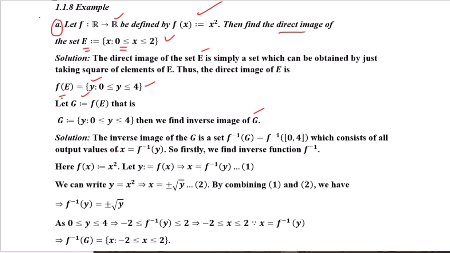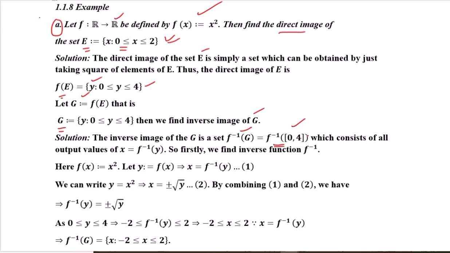What do you say when we find its inverse? Will its inverse equal E back? So let us see here. The inverse image of G is denoted by f inverse G, that is f inverse of the closed interval 0 to 4. So f inverse G is this set f inverse 0 4.